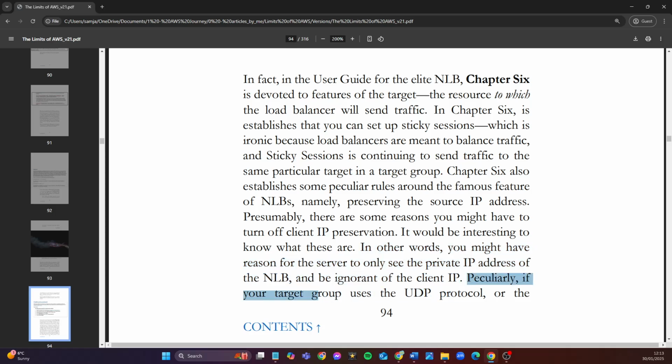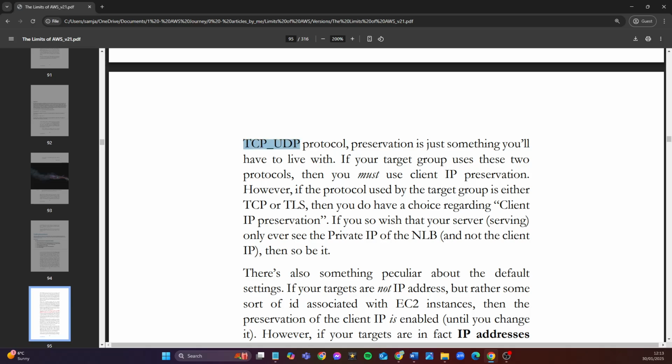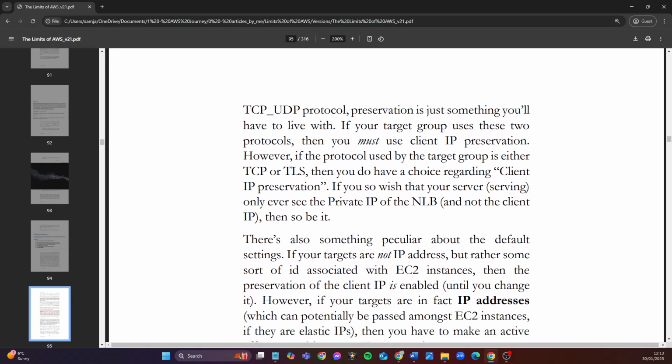Perhaps, peculiarly, if your target group uses the UDP protocol or the TCP_UDP protocol, preservation is just something you'll have to live with. If your target group uses these two protocols, then you must use client IP preservation. However, if the protocol used by the target group is either TCP or TLS, then you do have a choice regarding client IP preservation.